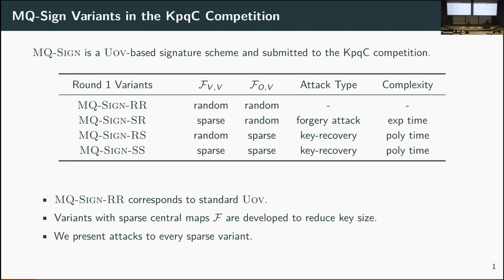First, I'm going to present a key recovery attack when the oil cross vinegar part is chosen sparse, which is very efficient. And then I will show a forgery attack when the vinegar cross vinegar part is chosen sparse. But first, let's recall some properties of UOV and MQSign.